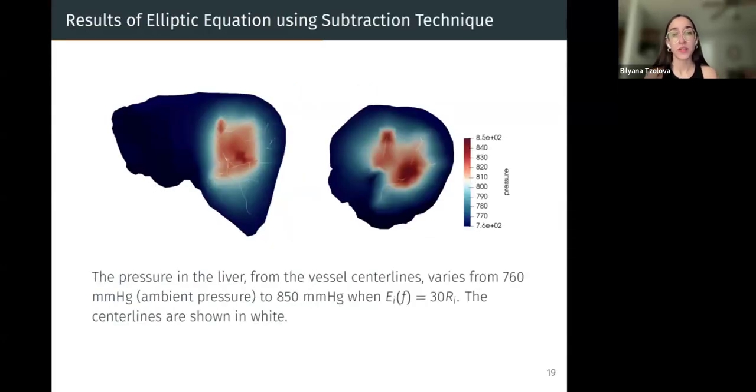So when we solve this problem over our omega mesh, we get the following solution for pressure inside of our liver. Here in white, if you can see it, are pictured our vessel center lines. And we can see that the pressure inside of our liver varies from 760 to 850 and is higher right where our vessels are entering the liver, which is to be expected.